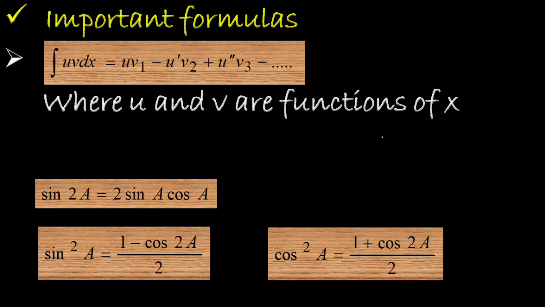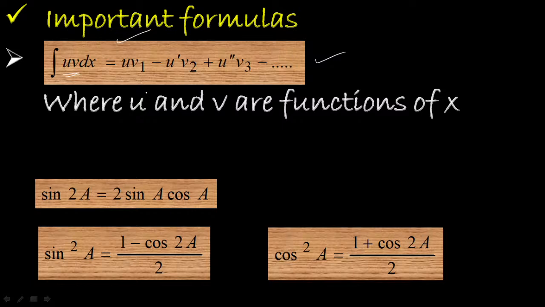Before that, let me have a short look over the important formulas that we are going to use in the problem. The very first one is an important formula, that's Bernoulli's formula. If we are in the integration, if we are having a product of two functions inside the integral, then we make use of this formula to evaluate the integral. That is, integral uv dx is equal to uv1 minus u dash v2 plus u double dash v3 minus etc.